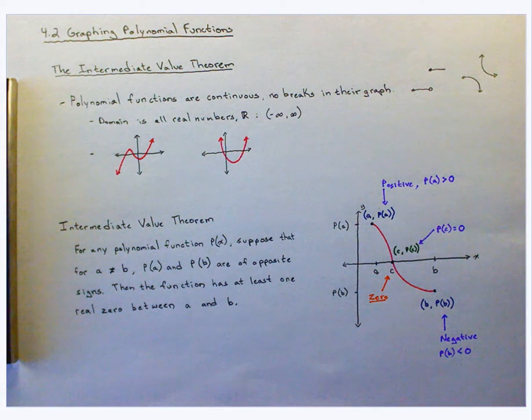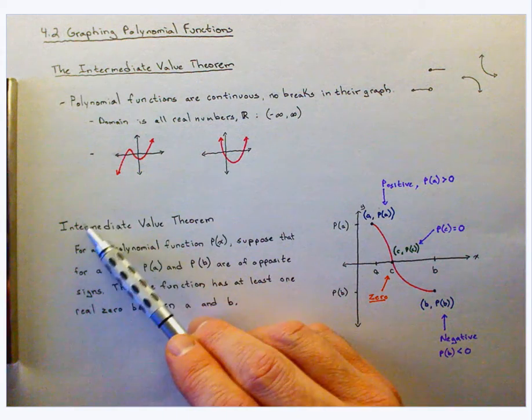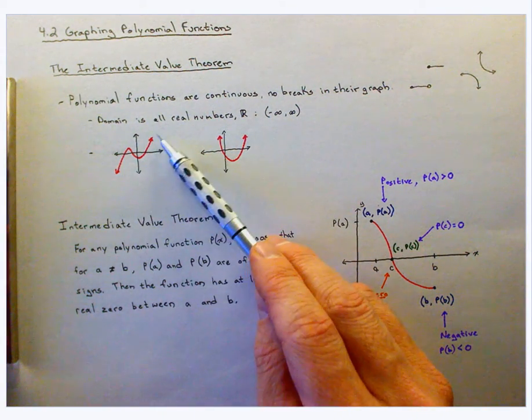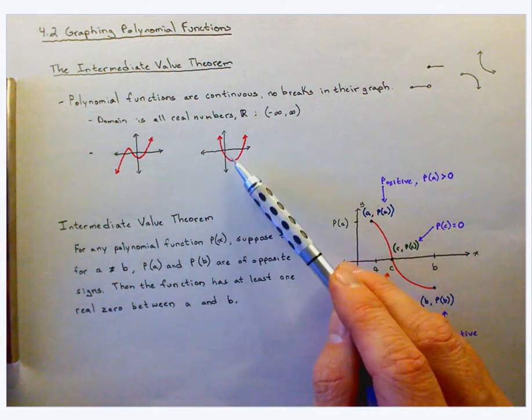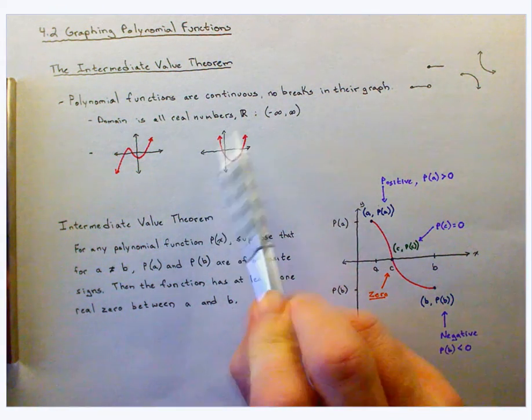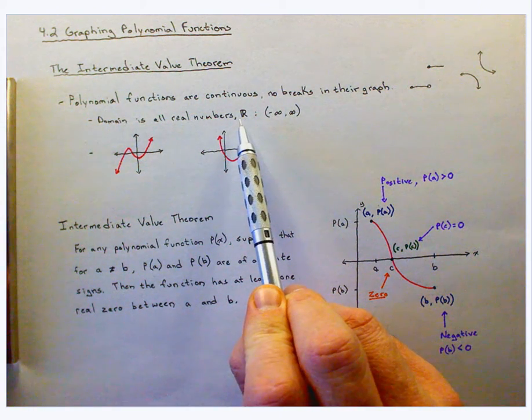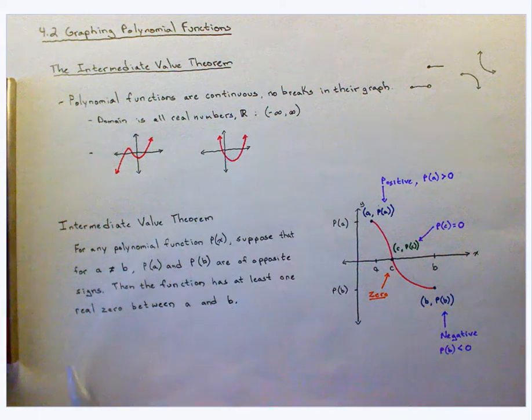Polynomials are continuous. This goes on forever, all the way through. And this goes on forever, all the way through. Same here. And how you know they're continuous is that the domain is from negative infinity to positive infinity, or else we'll say all real numbers. This symbol here, this R, looks a little different. That is the symbol for real numbers.